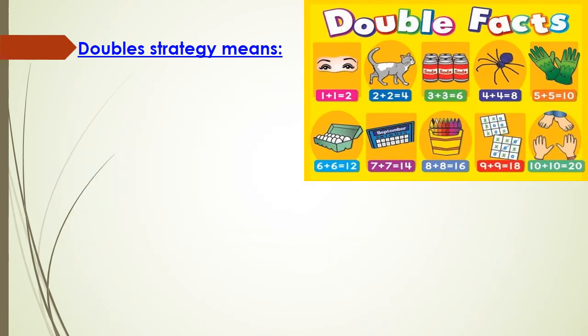After we listen to the double song, now we are moving to the doubles chart. Doubles chart has double facts. Let's study double facts together. The first fact is 1 plus 1 equals 2. It's like our eyes. We have two eyes. 1 plus 1 equals 2. It's also like our eyebrows. We have 1 plus 1 equals 2.